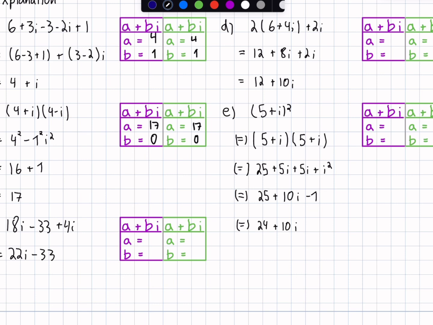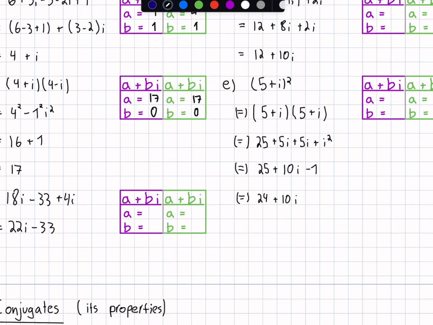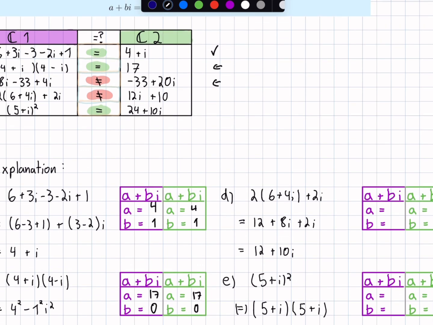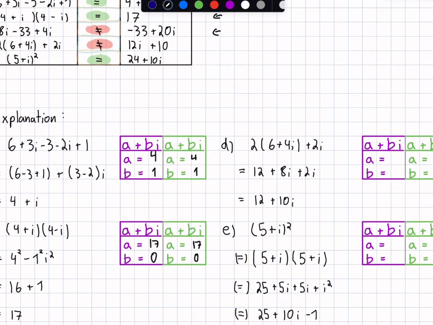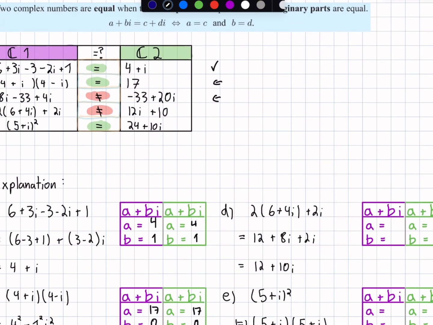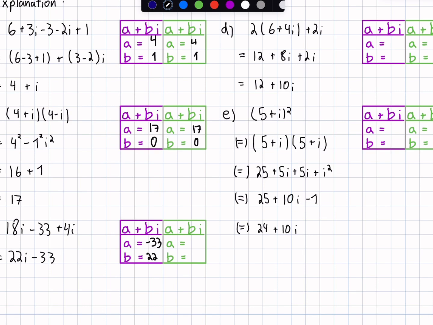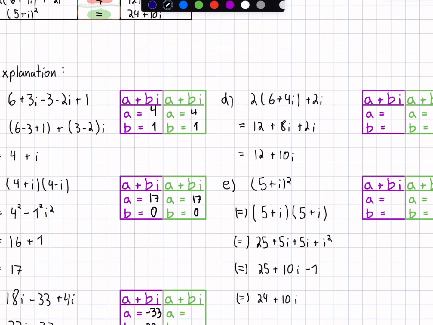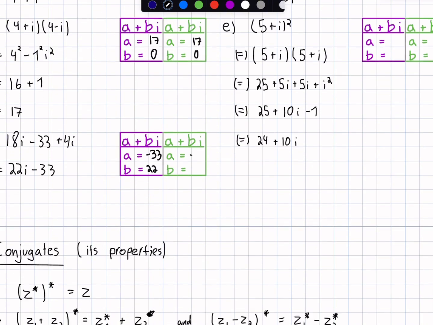Now if we look at C, after a simple simplification, our A is actually negative 33 and our B is 22. But if you look here, in this case, our A is negative 33 and our B is 20. And as you can see, these B's are not equal.